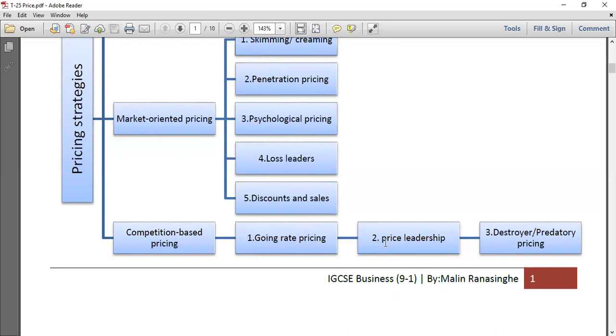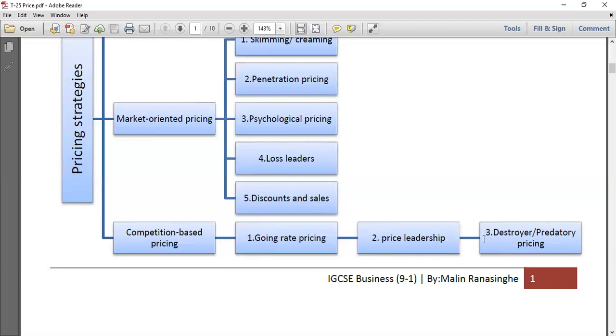So competition based means there are mainly three methods: going rate pricing, which charges a price similar to competitors, and price leadership. Sometimes if you have a monopoly in the market, like a more powerful firm, you become the dominant firm and you create the prices. Then other small businessmen, small competitors, the rivals, follow you. They are following your prices. Therefore, you don't need to search about them. They do market research about you. That's called price leadership strategy.